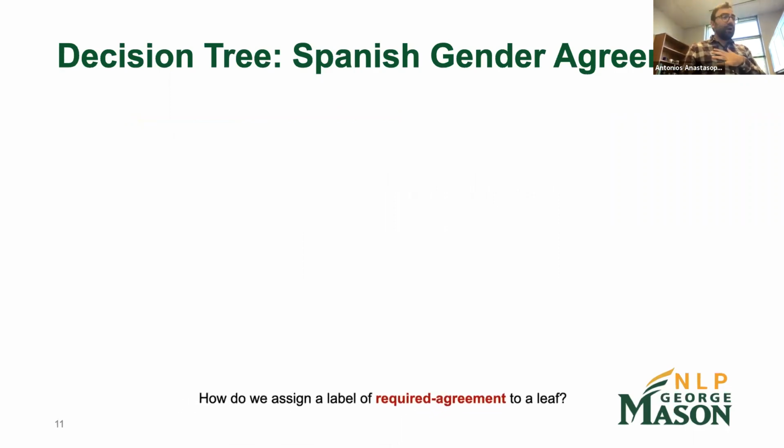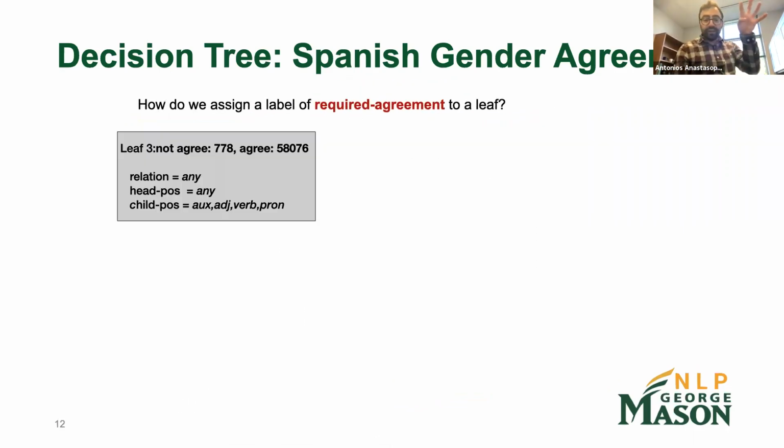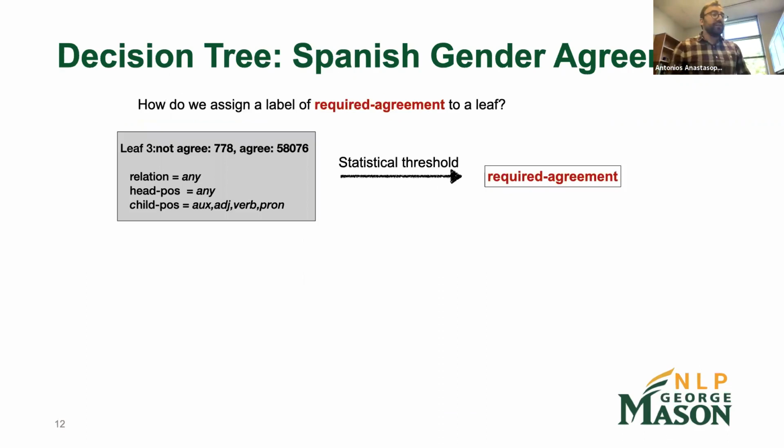So what we do is we take each leaf and then we do a little bit of statistics on it. A simple idea would be to apply a simple statistical threshold: if more than 95% of the examples that are in the support of that leaf are actually agreeing, say that it is probably a rule. Okay, this is not what we're doing. This is just a simple idea.